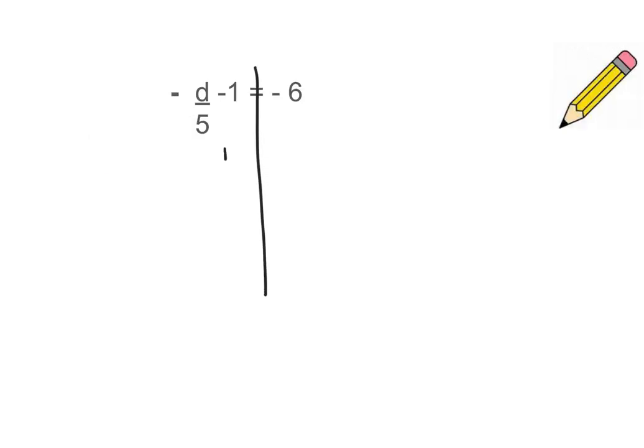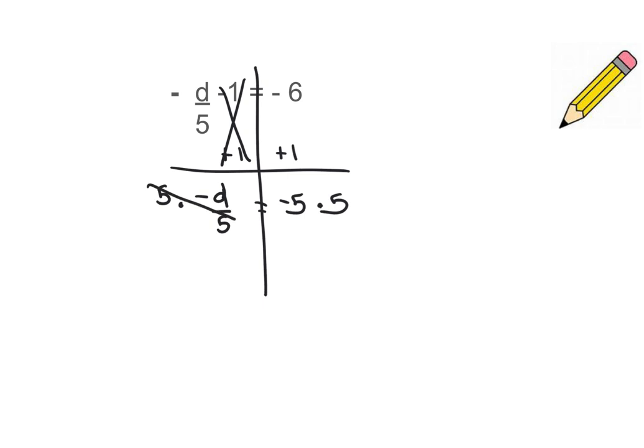Here we're going to add 1 to both sides. Minus 1 and positive 1 cancel, so we're left with negative d over 5 equals negative 5. Now we'll multiply by 5 on both sides. 5 over 5 is 1, so you're just left with negative d equals negative 25.